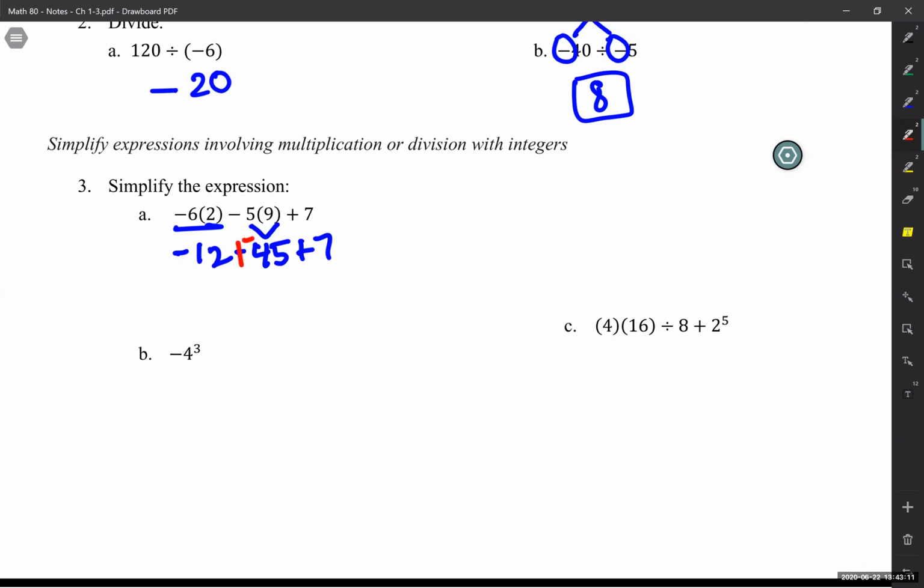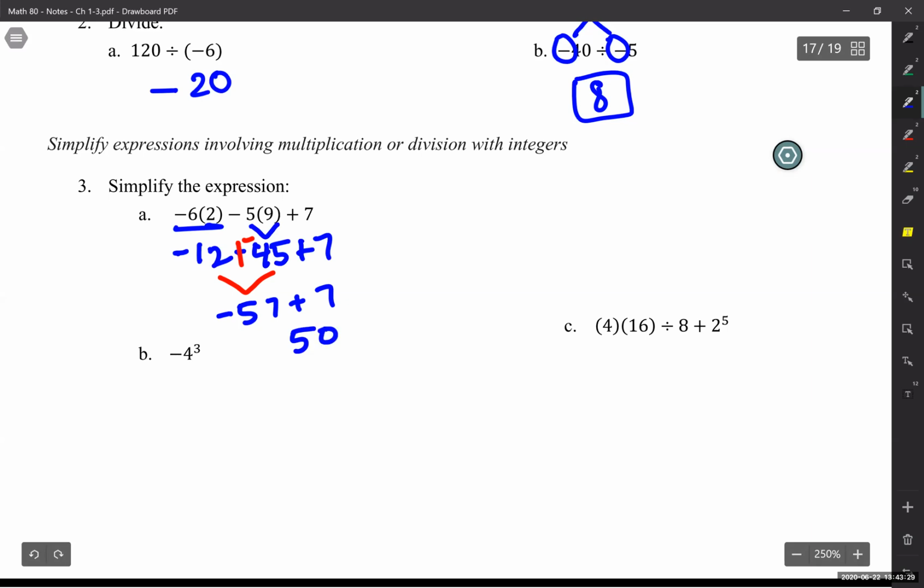So I can see here I have a negative 12 and a negative 45, which are added together because it's the same sign. So that gives me negative 57 plus 7. Those are opposite signs, so now I subtract. 57 minus 7 is 50. And since the 57 is negative, the answer is negative 50.